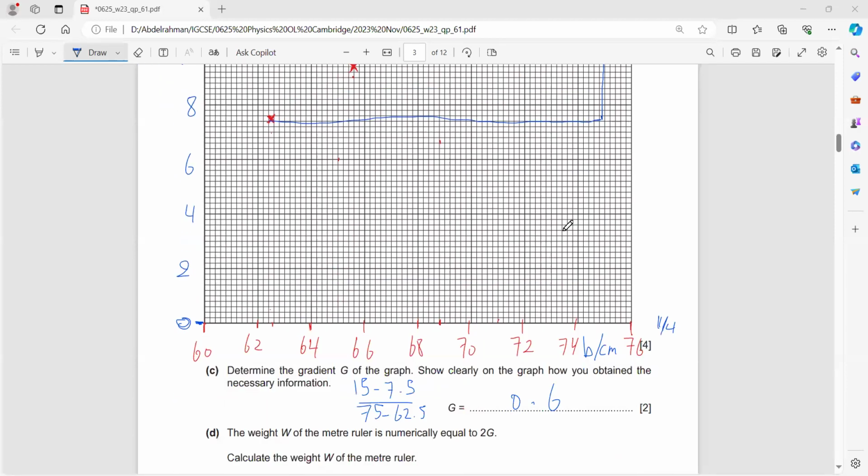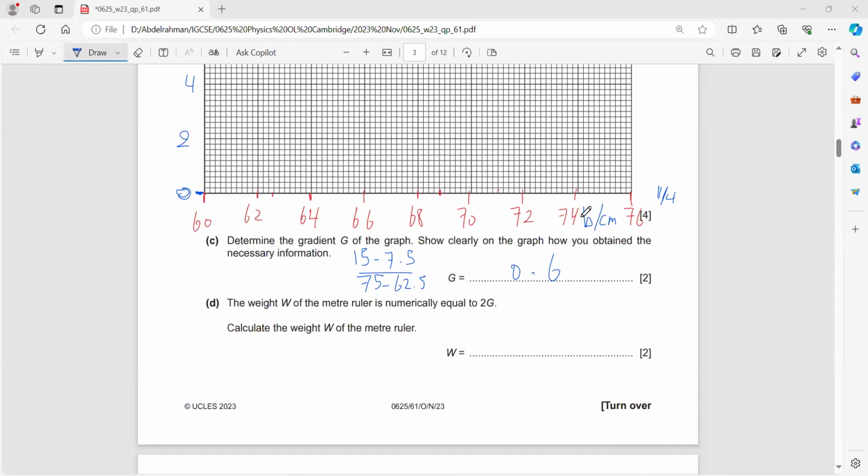Okay. The weight of the meter ruler is numerically equal to 2g. Be careful. Usually most of these questions he just says that it's numerically equal to g. For example, this time he said it's numerically equal to 2g. What do I mean by 2g? Whatever value you got in the gradient, you'll just multiply it by 2. So here I got 0.6. I will multiply 2 times 0.6. It would be 1.2.